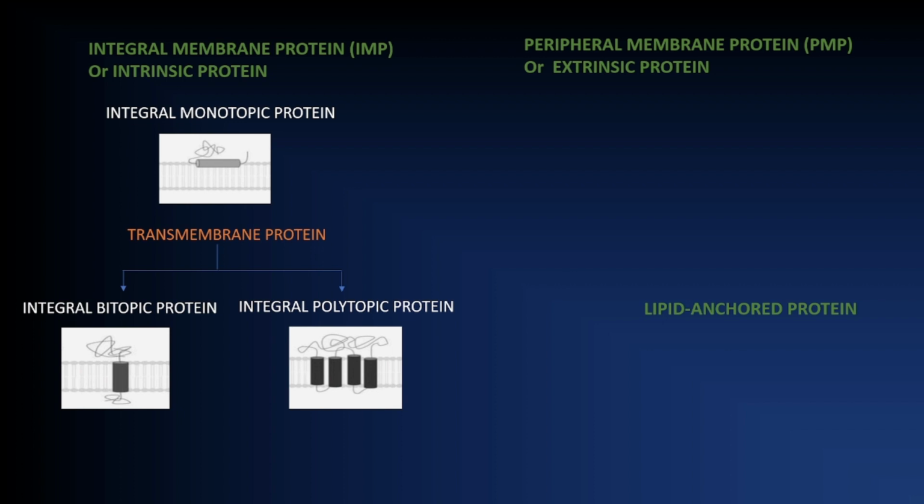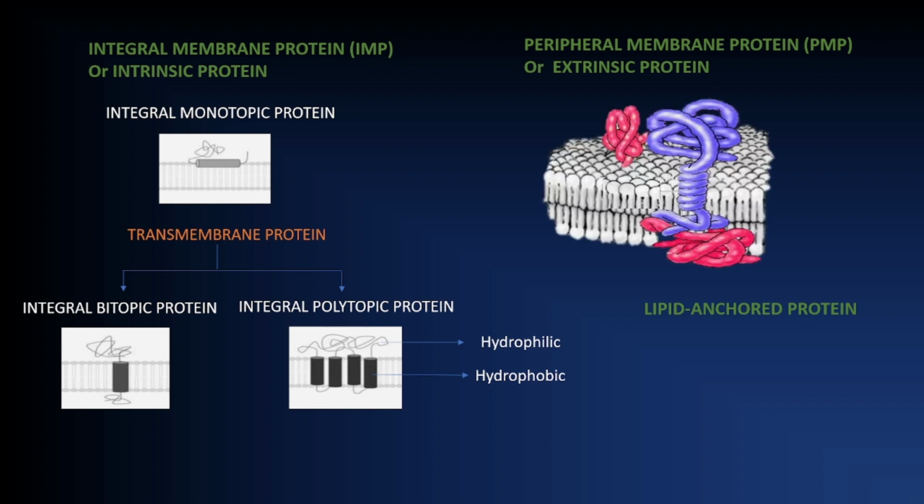The integral membrane proteins are amphipathic. Their hydrophobic portions are the neighbors of the hydrophobic fatty acid tails. Their hydrophilic portions are exposed to the outside. We discussed integral membrane proteins, which get permanently attached to the membrane, whereas the extrinsic proteins or peripheral membrane proteins get temporarily attached to the surface of the cell membrane.